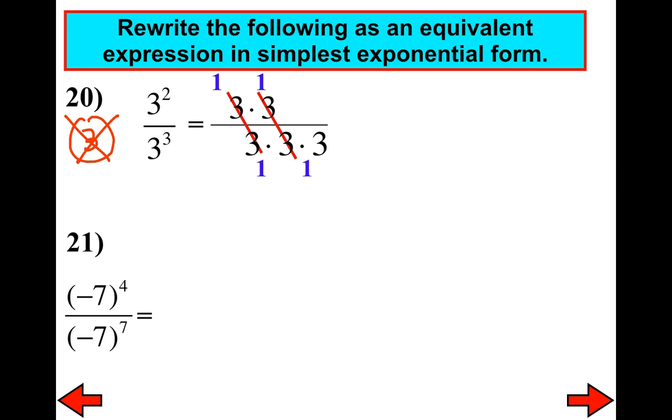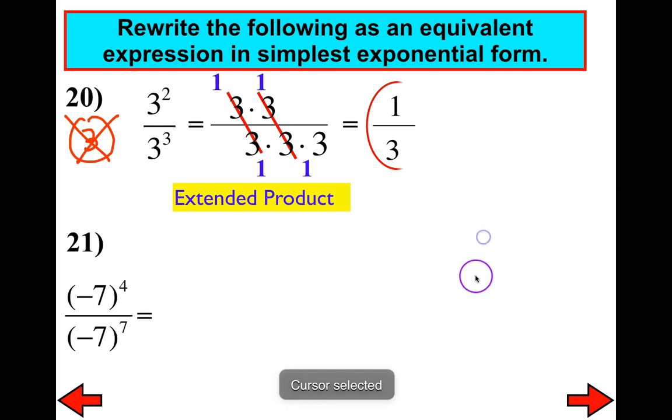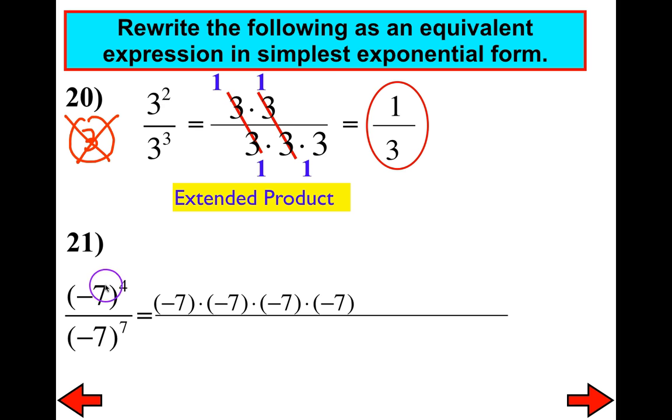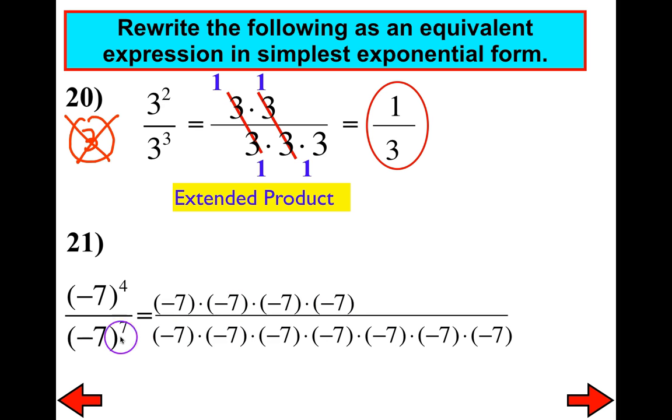So let's keep moving to the next example. Here, I'm going to write negative 7 repeated 4 times, and notice I included negative 7 with parentheses every time. Repeat it 7 times in my denominator. Cross cancel, which means I'm dividing them by negative 7, which is why I end up with 1.